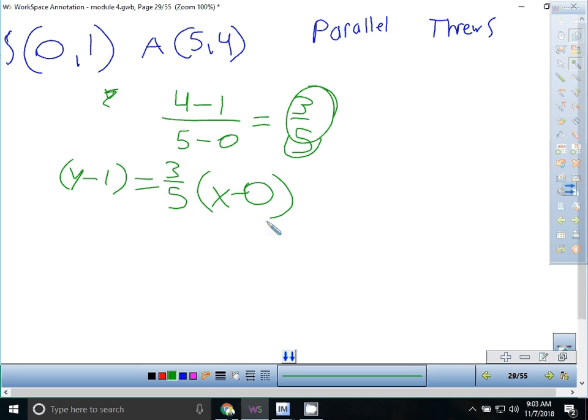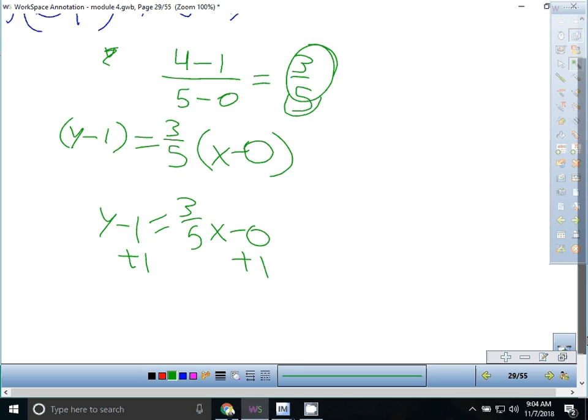Alright, so the parentheses on the left, Lucas. 3/5 x minus 0. We have the distributive property there, right? And 3/5 times 0 is just minus 0, isn't it? On the left side, just drop the parentheses, so the left side is just y minus 1, isn't it? And then what do y'all need to do to get y by itself? And you're answering it right now.